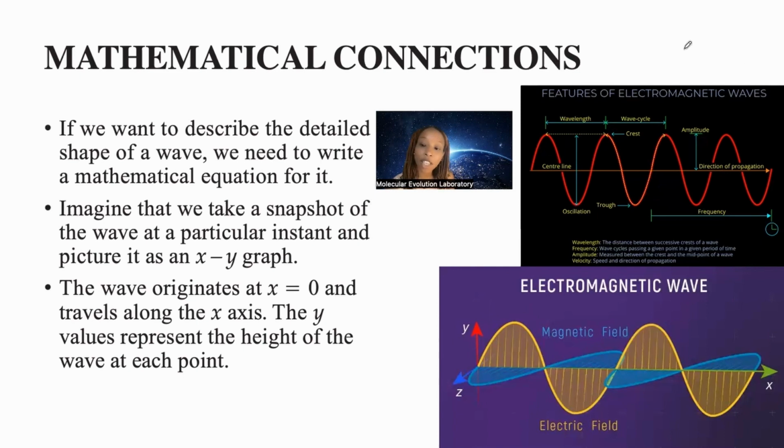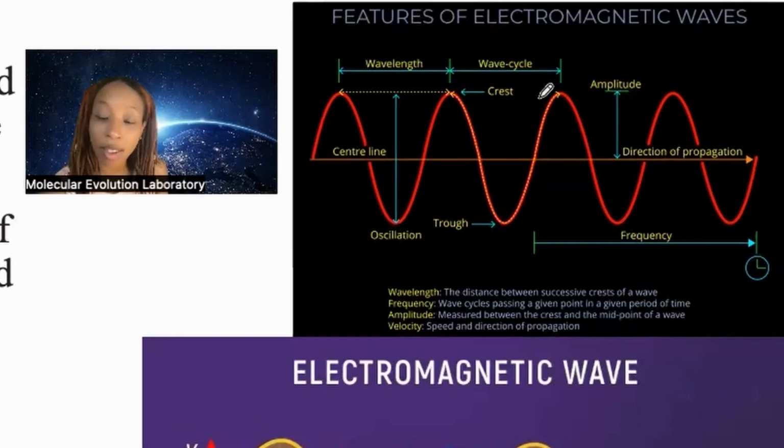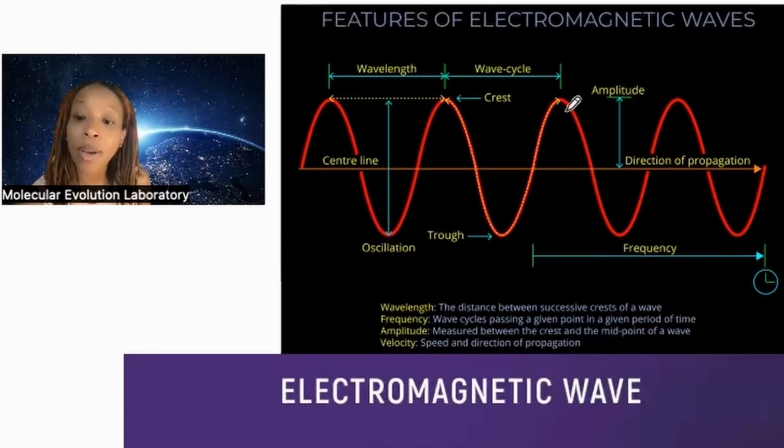So here are the features of the electromagnetic wave. The wavelength is the distance between the successive crests of the wave. The frequency is the number of wave cycles passing through in a given period of time. The amplitude is basically the height of the wave that is measured between the crest and the midpoint of the wave. The velocity is the speed and the direction of propagation of the wave.